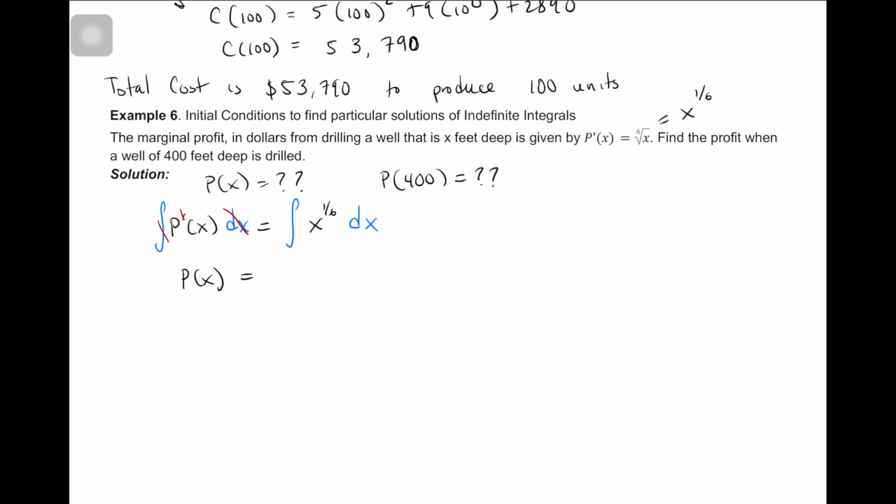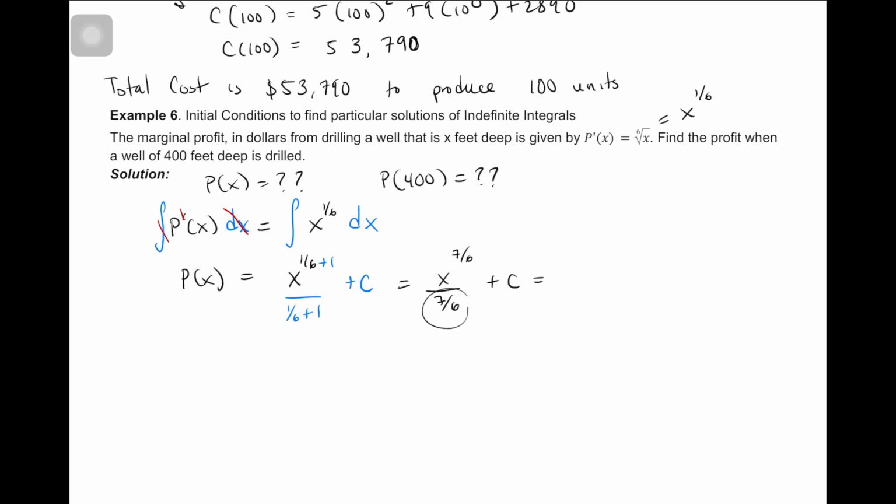For this, we're gonna use the power rule, which states that you take the power, add 1, and divide by the new power. 1/6 plus 1, and don't forget the plus c. Let's simplify: 1/6 plus 1 is going to be 7/6, and so that would be 7/6 on the bottom as well, plus c.